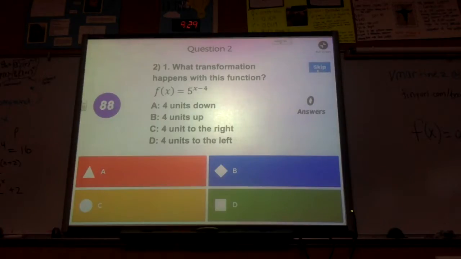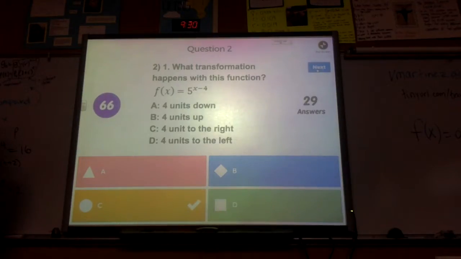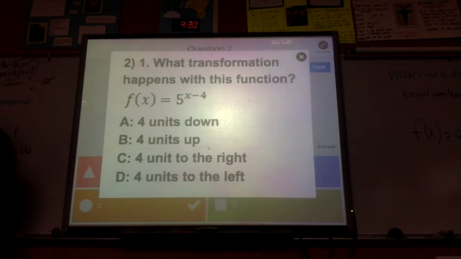What transformation happens with this function? I guess that's supposed to say units. Typo. This should be counterintuitive. So how come it's 4 units to the right, not to the left?